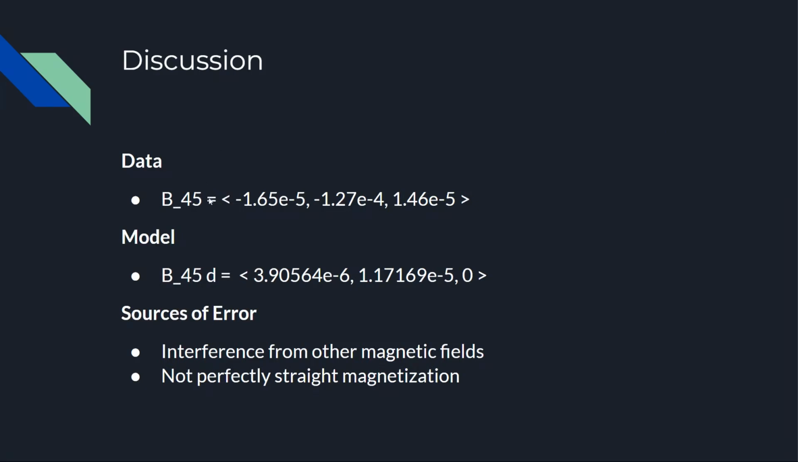Discussion. So for our data, we ended up with our magnetic field at 45 being these numbers right here and the model being this. Now, as you can see, they are different by a slight amount, and this includes some sources of error being interference from other magnetic fields in the data. This was done near a building, so there could have been interference. Also, there's not perfectly straight magnetization. If it wasn't at a perfect 90 degrees, there's going to be slight variation.